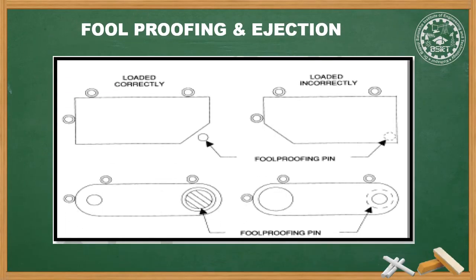In the foolproofing and ejection shown in the figure, one simple foolproofing pin is provided so that the workpiece can be loaded in only one correct condition and the other conditions can be avoided. With the help of a simple foolproofing pin, we can assure the operator that the workpiece which he or she is going to fit into the jig or fixture is properly fitted.